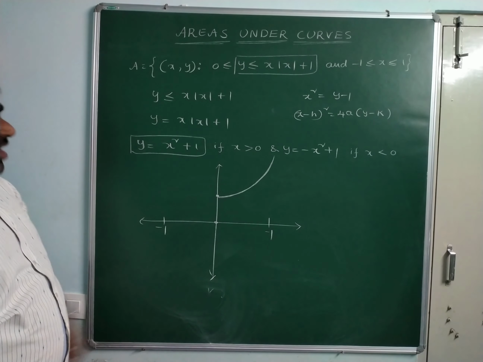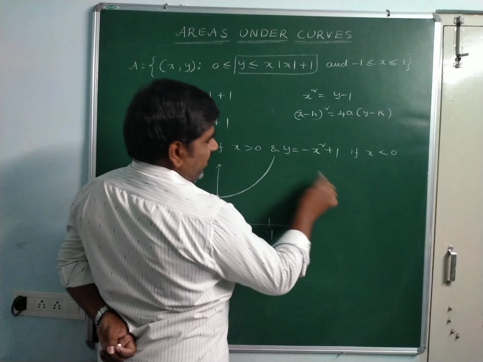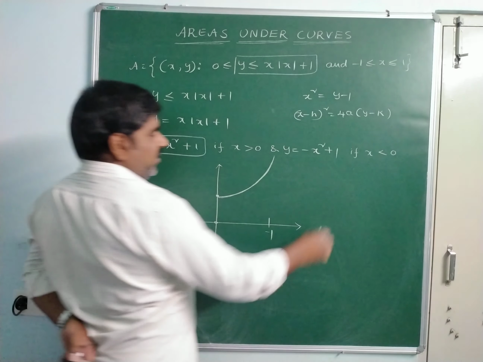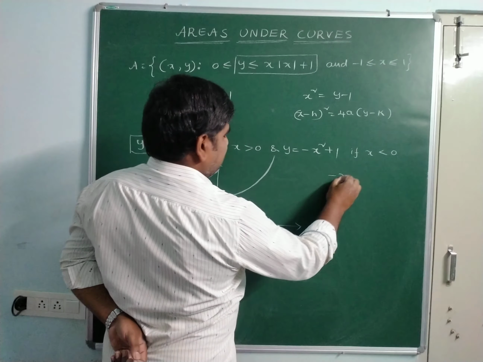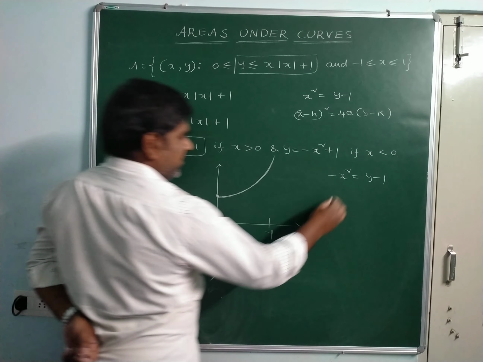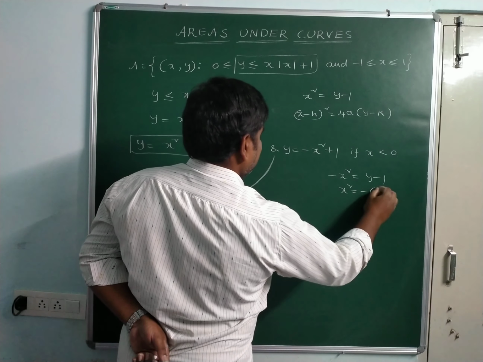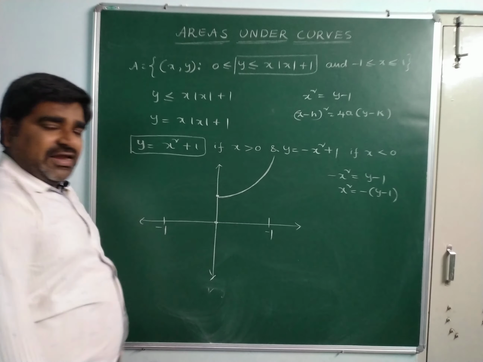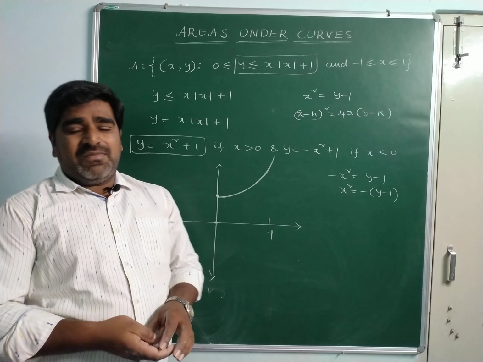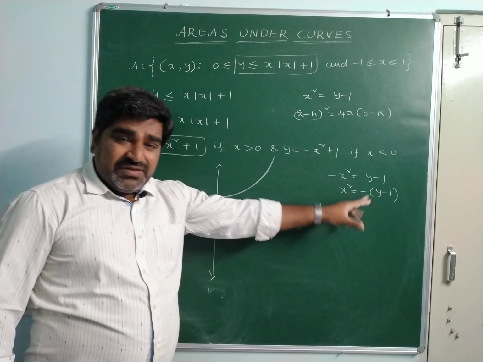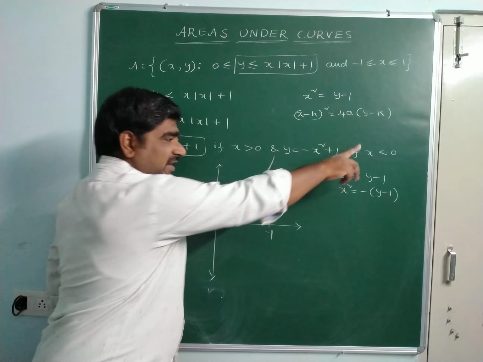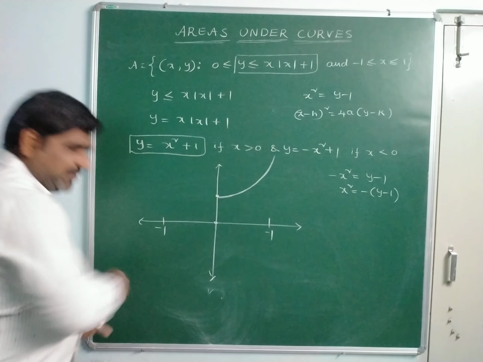Now come to the second one. y is equal to minus x square plus 1. So minus x square is equal to y minus 1, so x square is equal to minus of y minus 1. Again, the vertex of this parabola is the same, 0 comma 1, and there is a negative sign, which means the curve opens downwards. Here x less than 0 means you have to take this part.